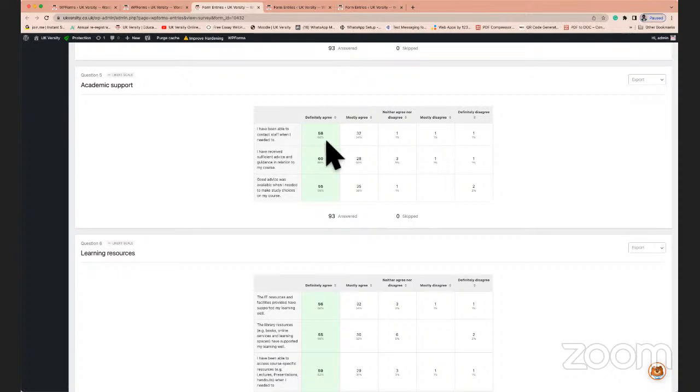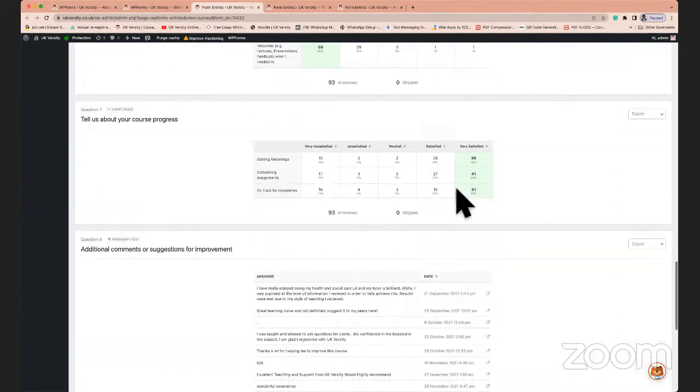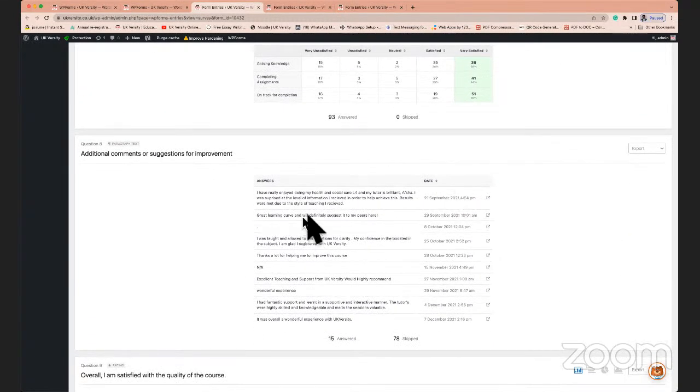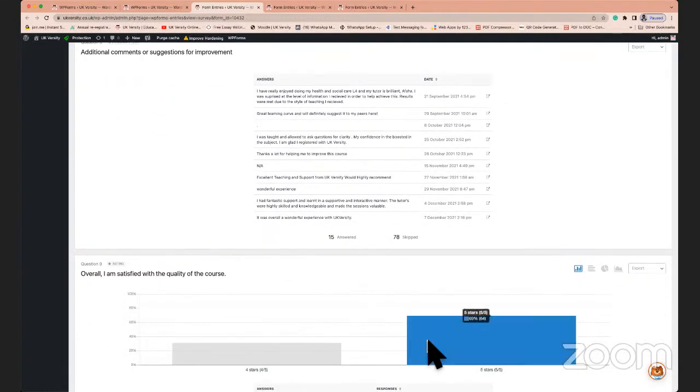So 62% of the students felt that they have been able to get the academic support from the staff. 65% of them felt that they have the advice and guidance in relation to their course. And this is how the meaningful conclusions come across. Some of them have written responses: 15 of them answered in the box, and 78% did not write anything, or left the box as it is, because that entry is not mandatory.